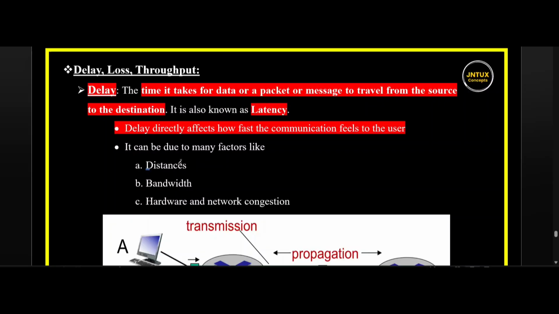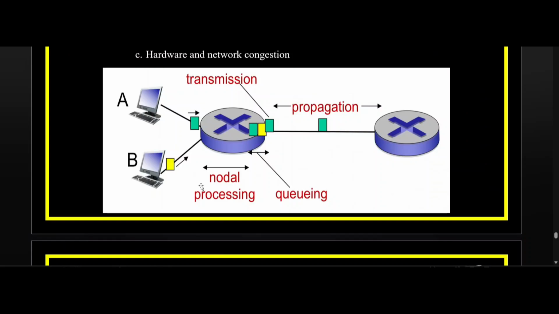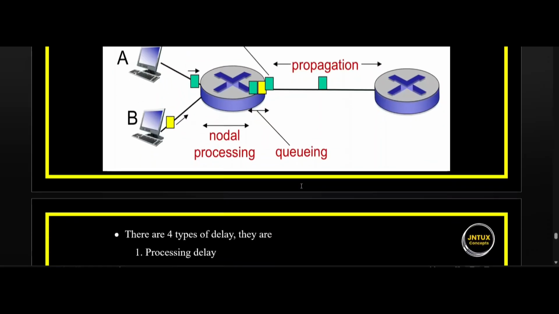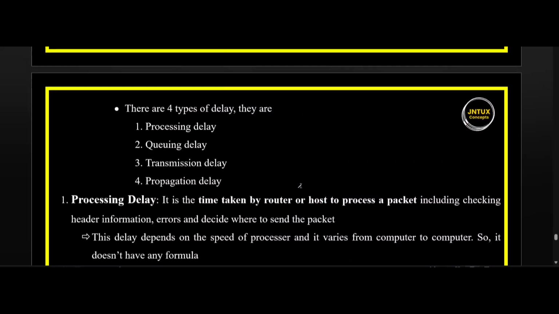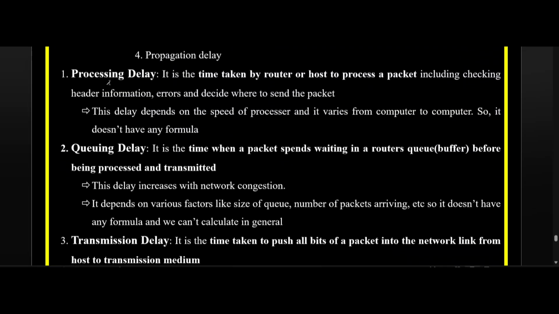Delay is based on many factors like distance, bandwidth, hardware, and network congestion. Delay is of 4 types. You can understand the 4 types of delay in this diagram. If you want, you can also draw this diagram in the exams, but most often it is not necessary. The 4 types of delay are processing delay, queuing delay, transmission delay, and propagation delay. So let's discuss each one.